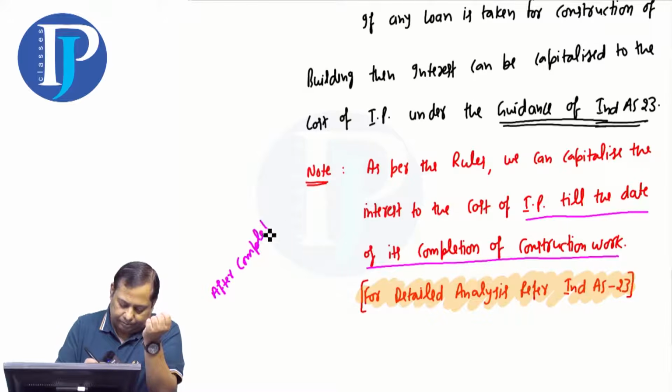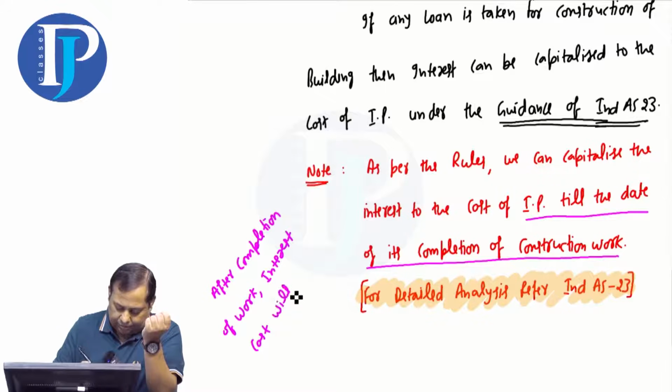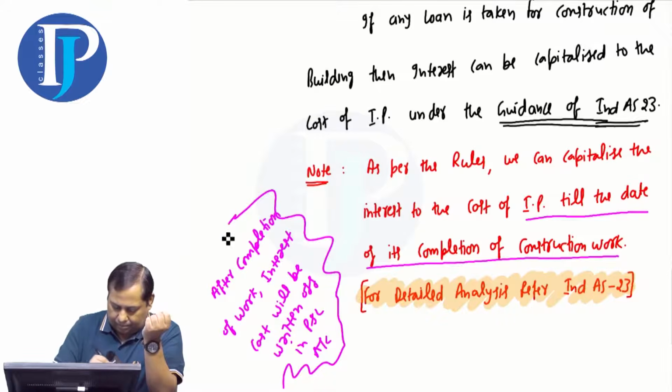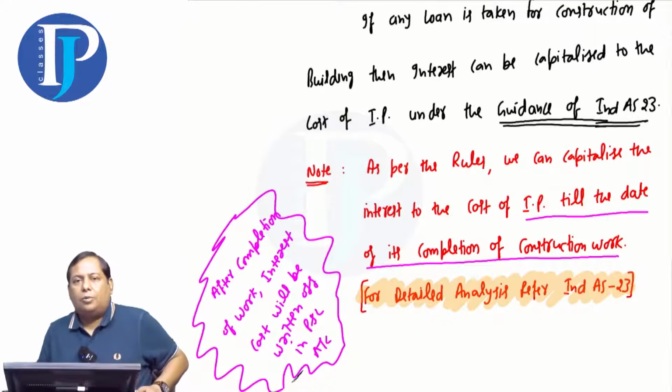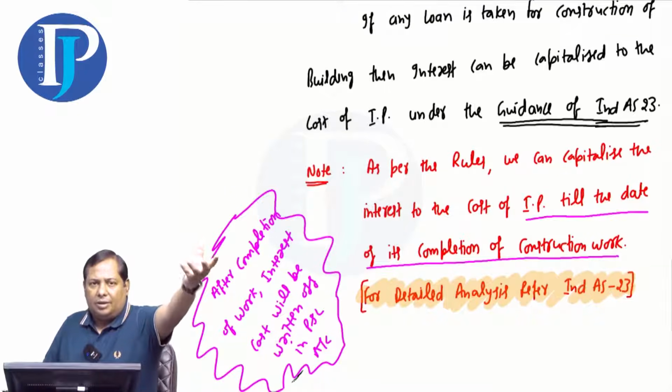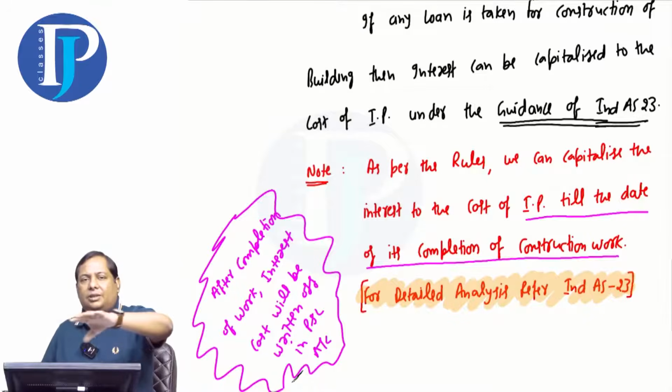After completion of work, interest cost will be written off in P&L. I will make you write this in Ind AS 23 as well. If you have not repaid the loan, your interest is accruing. Your construction work is completed. The interest after the construction work is completed, put it in P&L; until construction is ongoing, capitalize it.